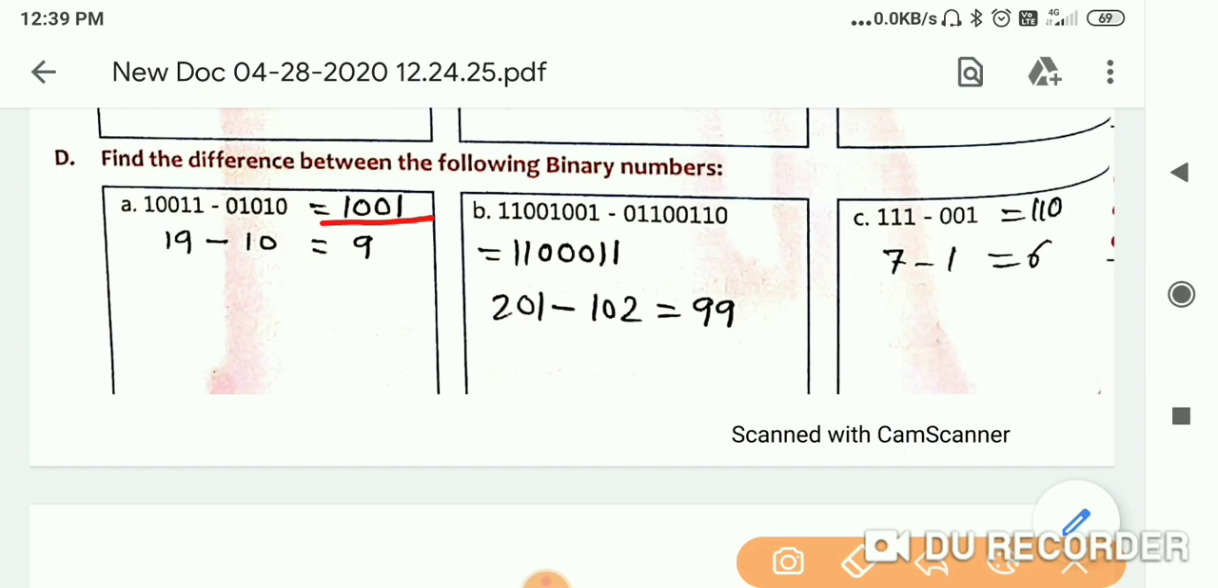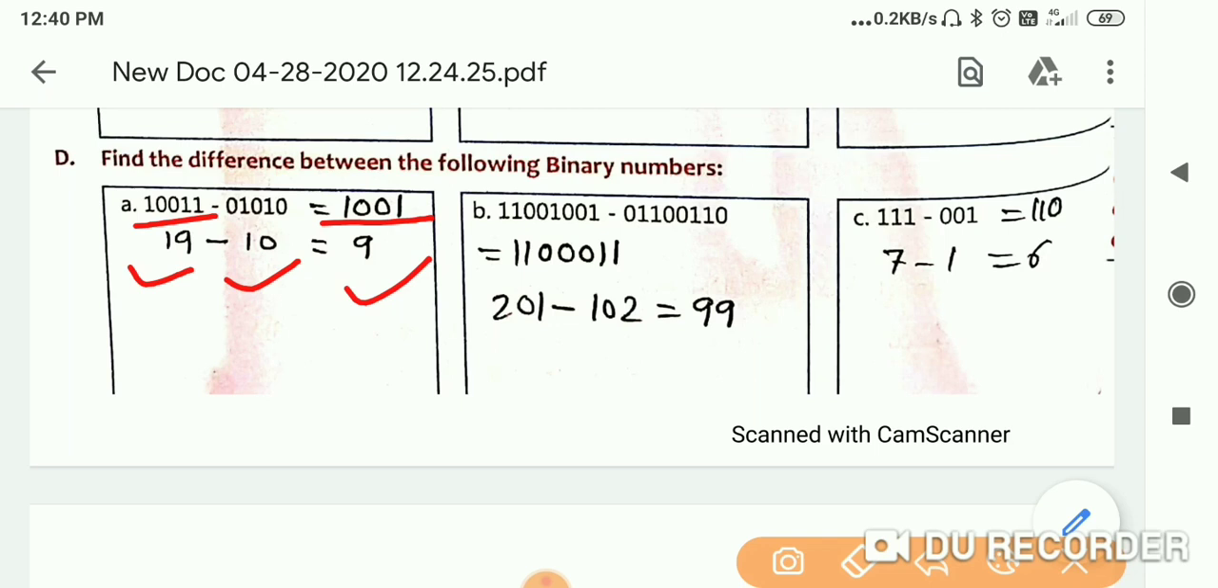And if you want to cross check, just convert 10011 to its equivalent decimal number. It comes 19. And the second number is 1010, it is 10 in decimal, and after performing the subtraction the answer is 9, and that is 1001 in binary. In this way you can cross check your answer.